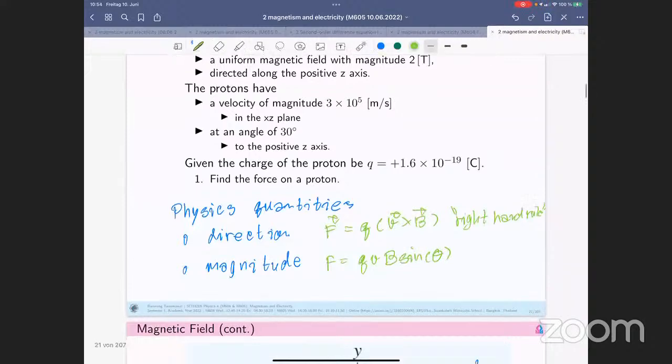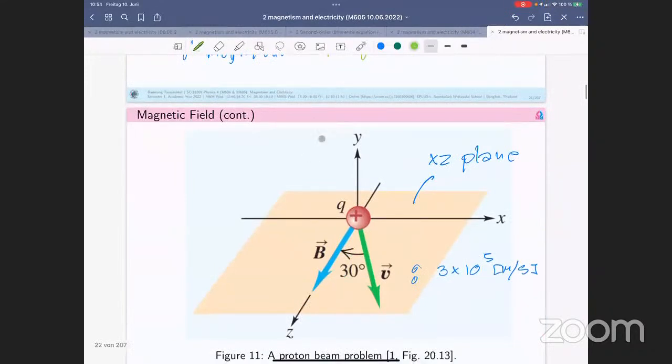Direction. Let's talk about the first thing, direction. You rotate your four fingers from v to B. Okay, from v to B, and of course, you will get the thumb direction, right? And what do you think then? The direction of the induced force should point downward or upward or to the right or to the left, or what direction do you think?